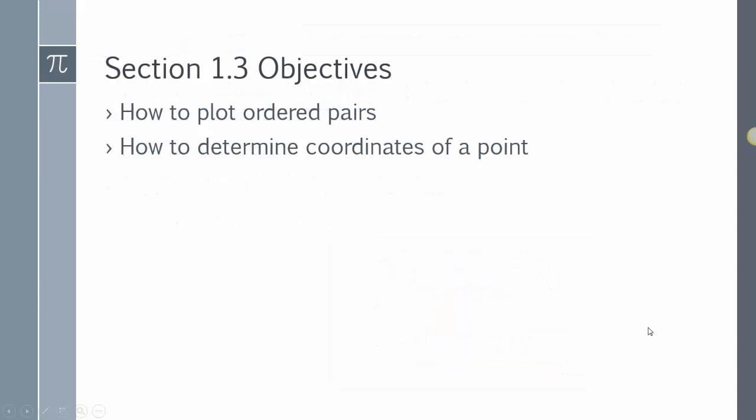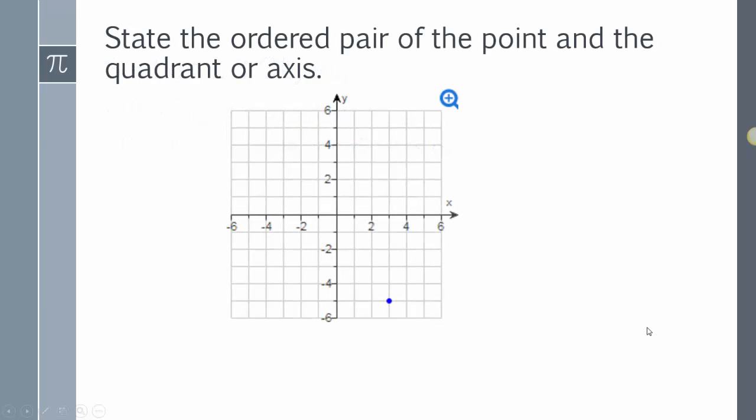In section 1.3, we learned about plotting ordered pairs and also determining coordinates of a point. So here's a point on a Cartesian coordinate system: x-axis, y-axis, origin. This point here, we start on the horizontal direction, and we're going to go over 1, 2, 3, and then down 5. So the coordinates of this point are 3, -5. What quadrant is it located in? The quadrants start here: 1, 2, 3, and 4. So this is in quadrant number 4.